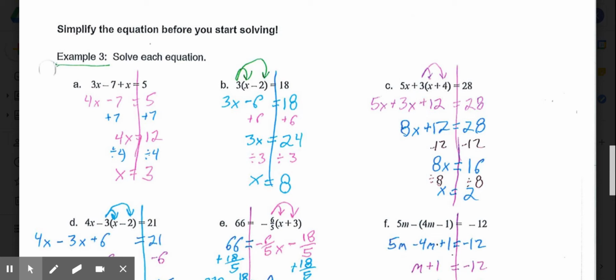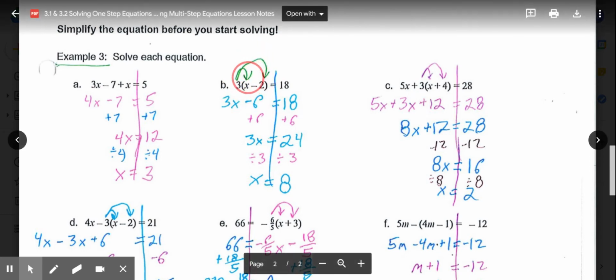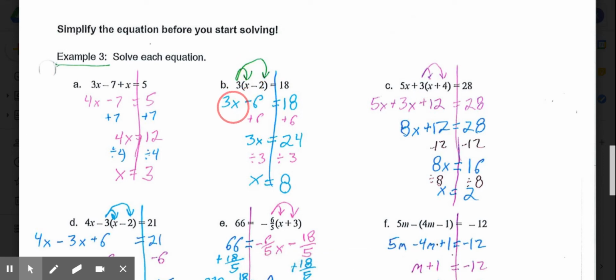In B, we have 3 times the quantity x minus 2 equals 18. So in this case, we have to use the distributive property first to simplify before we solve. So we'll distribute the 3 to each part of the inside. So 3 multiplied by x is 3x. 3 times 2 is 6, and we have subtraction in between. So 3x minus 6 equals 18. Add the 6 to each side, and 3x equals 24. Divide both sides by 3, and x equals 8.